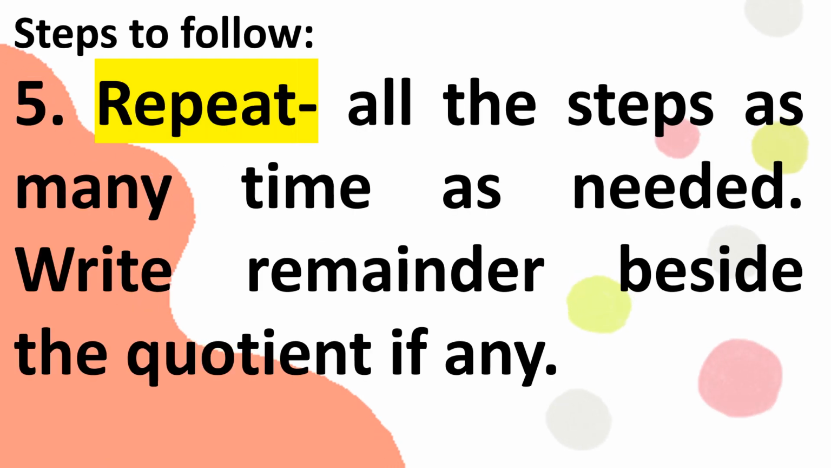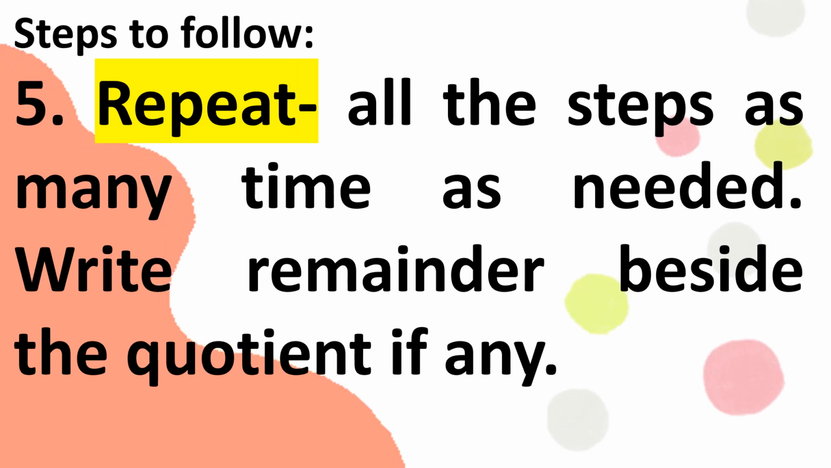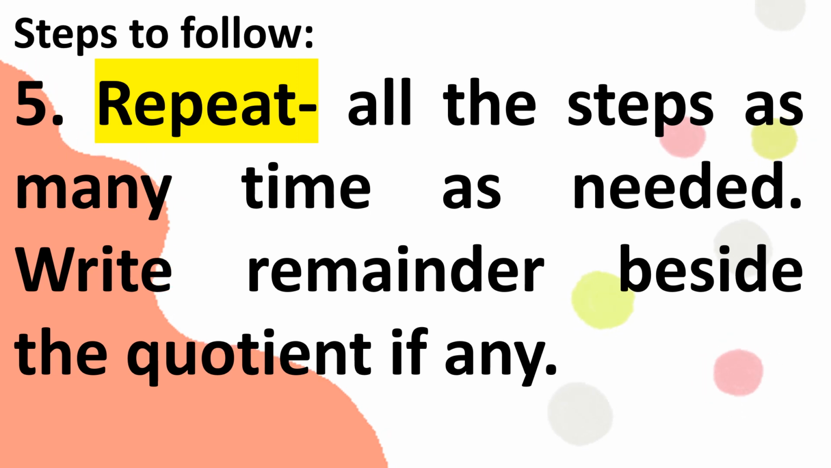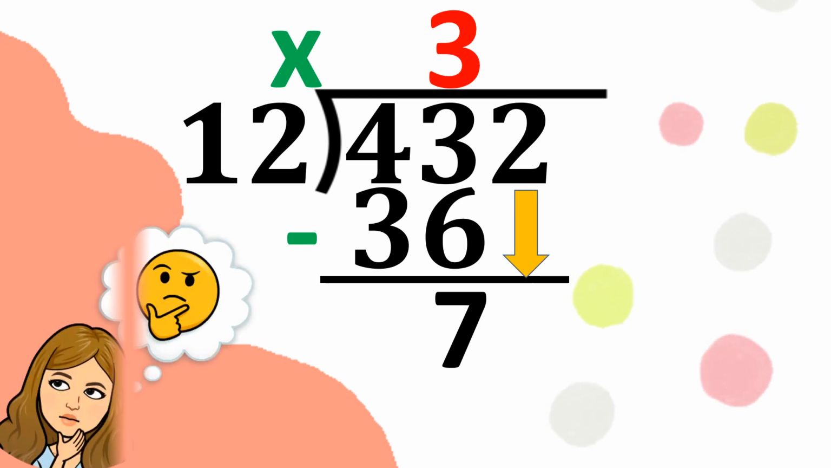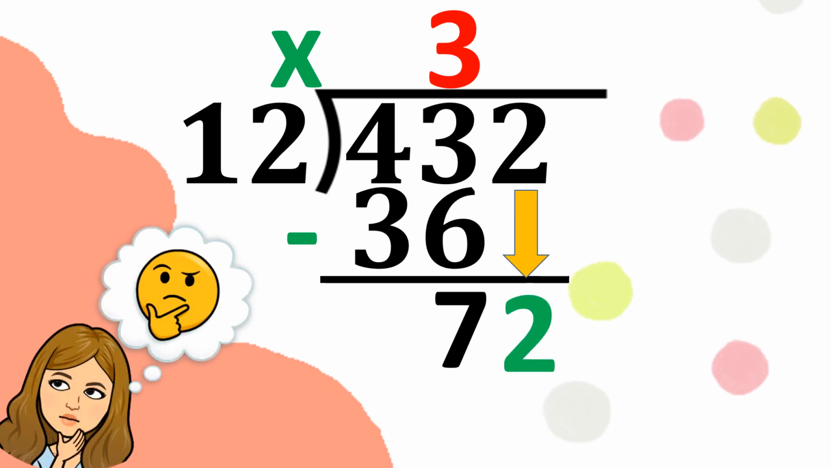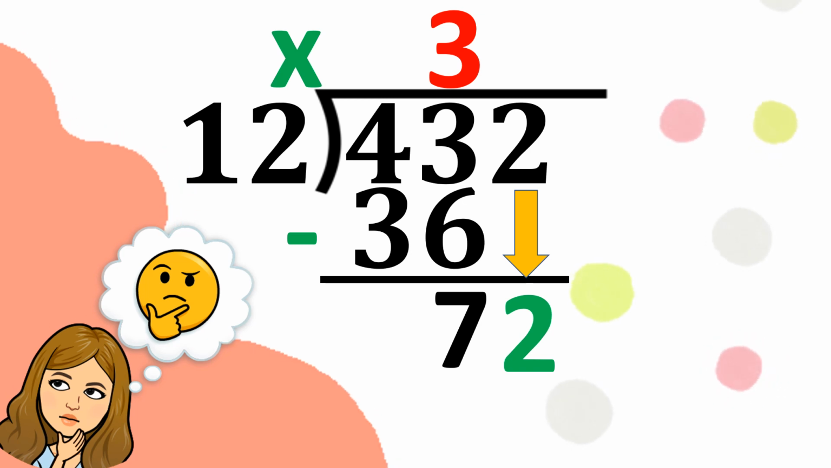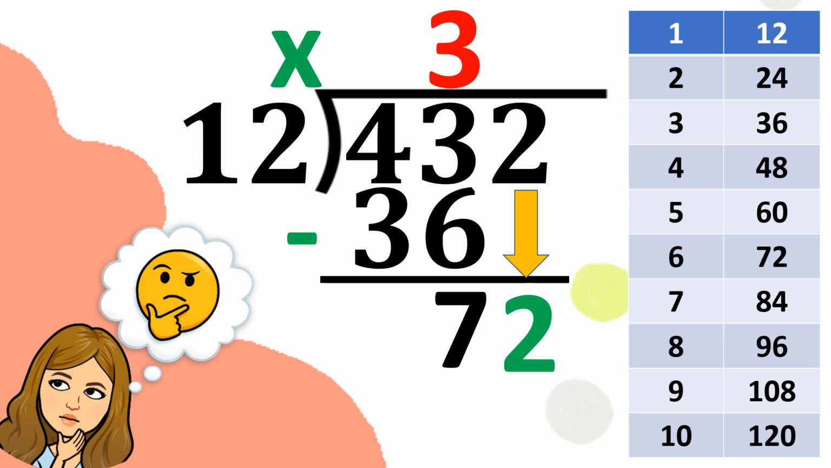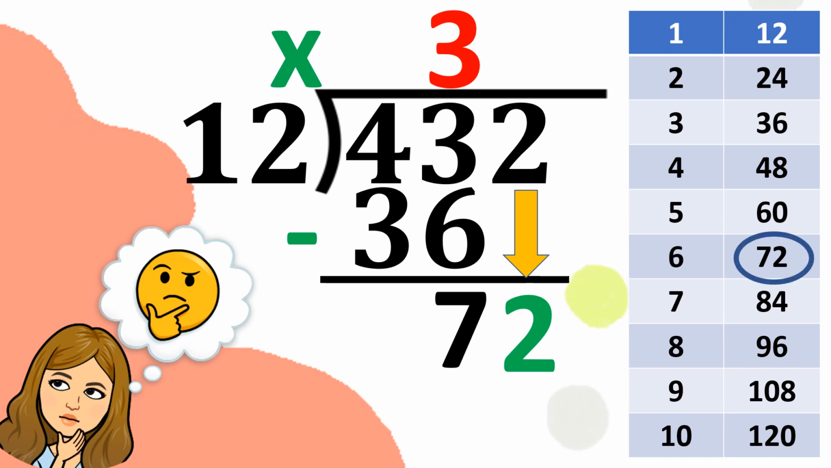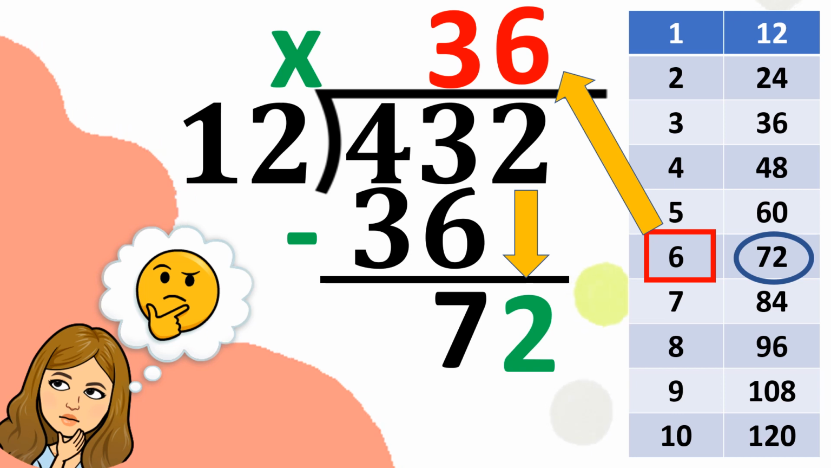And the last step is to repeat all the steps as many times as needed. Write the remainder beside the quotient if any. So we are going to again, since we have 72 here, find a number less than or equal to 72. So in our table now, we have exactly 72 here. And 72 divided by 12 is equal to 6. And 6 is now our quotient. So 6 times 12 is equal to 72.